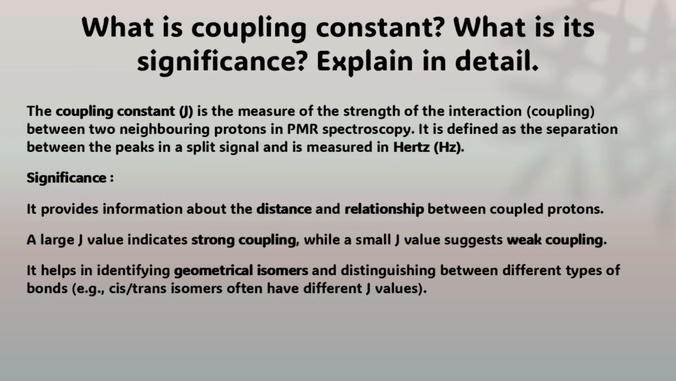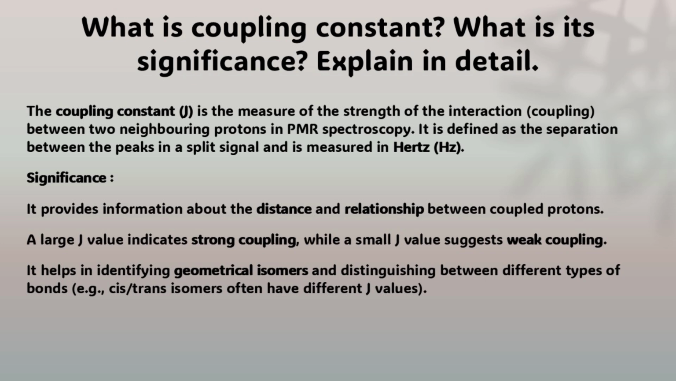The next question is question number 54. What is coupling constant? What is its significance? Explain in detail. The answer to this question is, the coupling constant, J, is the measure of the strength of the interaction, coupling, between two neighboring protons in PMR spectroscopy. It is defined as the separation between the peaks in a split signal and is measured in Hertz.